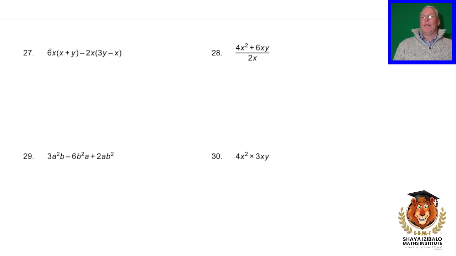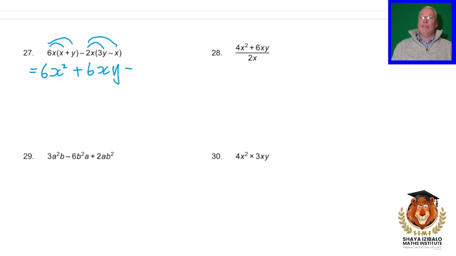So this first thing, we've got a product into a sum, and remember we're going to use our distributive law here. Let's write an equal sign because we're not changing the value, and let's multiply this in. 6x times x, 6x squared. 6x times y, 6xy. Negative 2x times 3y, negative 6xy. And negative 2x times negative x, positive 2x squared.